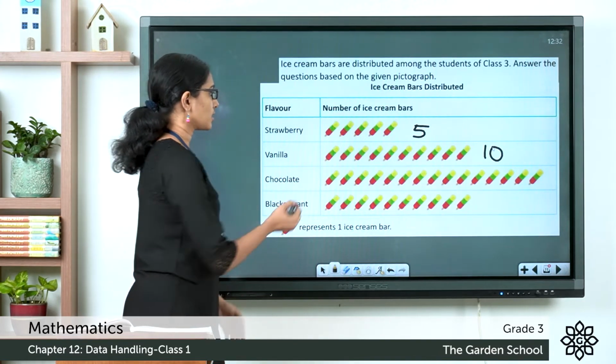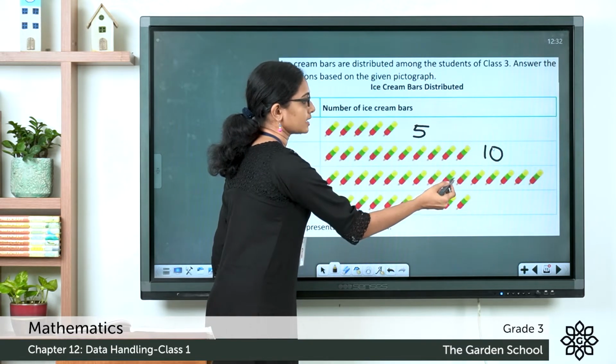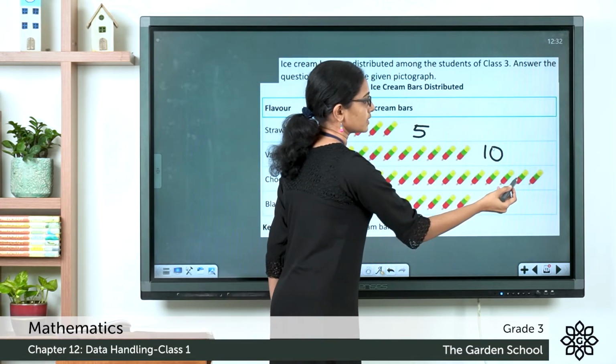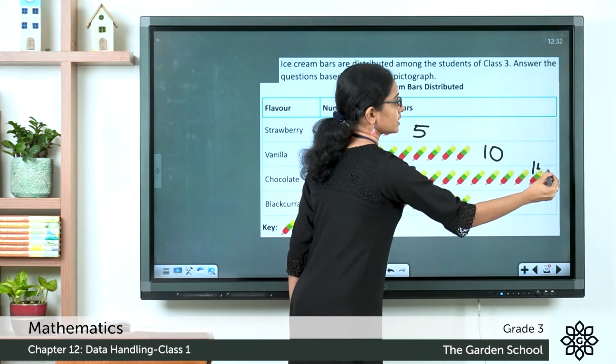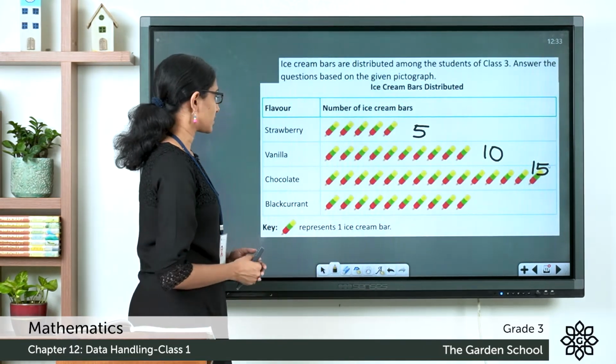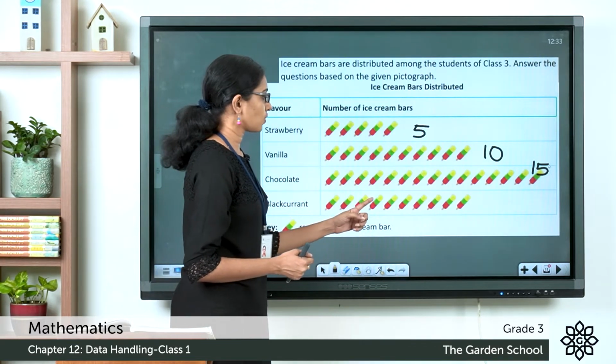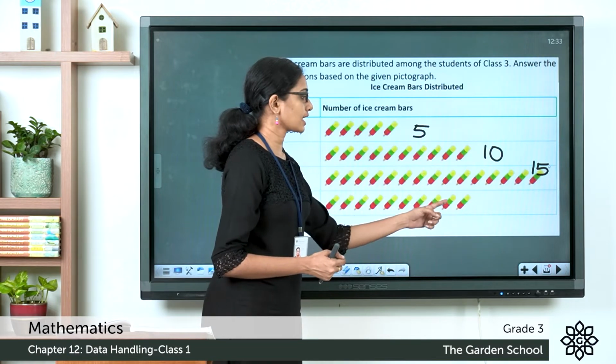Now chocolate. 1, 2, 3, up to 15. 15 chocolate flavored ice cream bars were distributed among the children. And what about blackcurrant flavor? 1, 2, 3, 4, 5, 6, 7, 8, 9, 10.